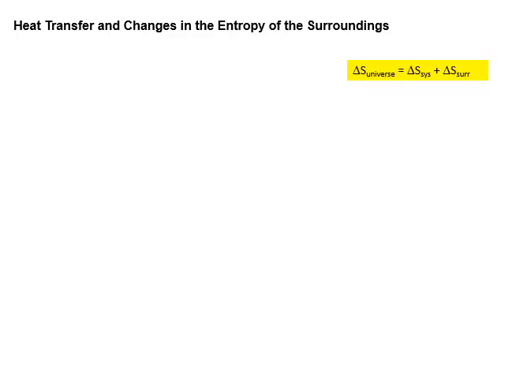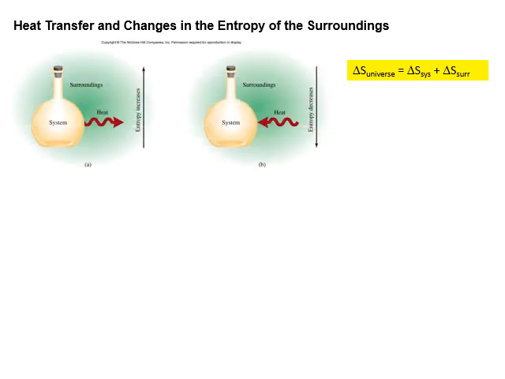So in order to determine whether a process will be spontaneous or not, we need to determine the delta S of the universe, which means that we need to determine the entropy change for the system and the surroundings. Let's start with the surroundings. For a closed system, where no matter is exchanged with the surroundings, we can determine the entropy change for the surroundings by assuming that the only contribution to the surroundings is due to the reversible exchange of heat.